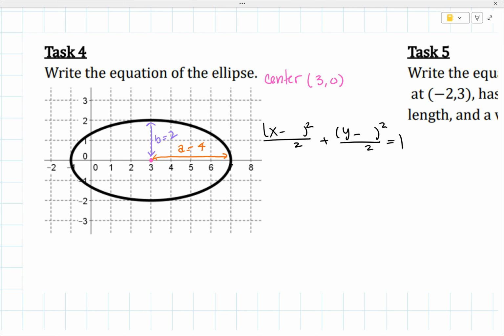So I'm gonna plug in my center. I'm going to plug in our a value under x, because that's horizontal, and then our b value under y, because that's our vertical. And then I'm just going to simplify. We have x minus 3 squared over 16 plus y squared over 4 equals 1.